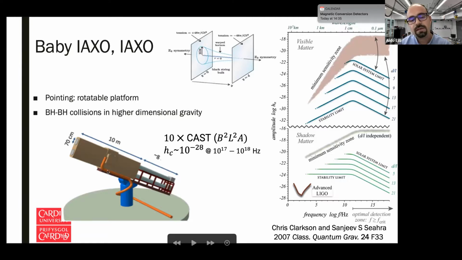If we could point the baby IAXO, it will have a sensitivity to gravitational waves, calculated for the band 10 to the 17, 10 to the 18, of 10 to the minus 28. So it can constrain this theory or rule it out, or can make a constraint on this parameter, where d is the distance between the planes and l is the curvature of the bulk.